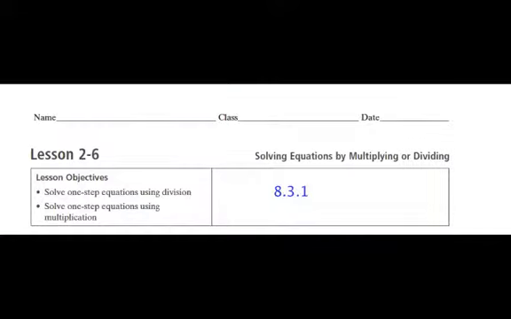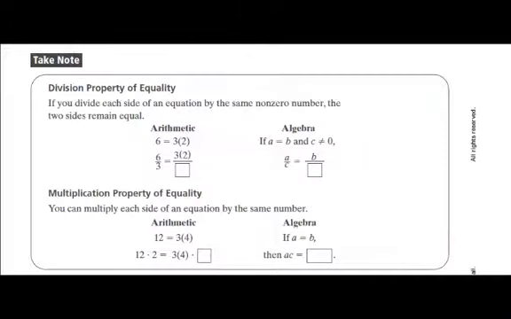Today we're going to be solving equations by multiplying or dividing. The Indiana Academic Standard is 8.3.1. Now we're going to talk about the division property of equality. If you divide each side of an equation by the same non-zero number, the two sides will remain equal. The multiplication property of equality states you can multiply each side of an equation by the same number.